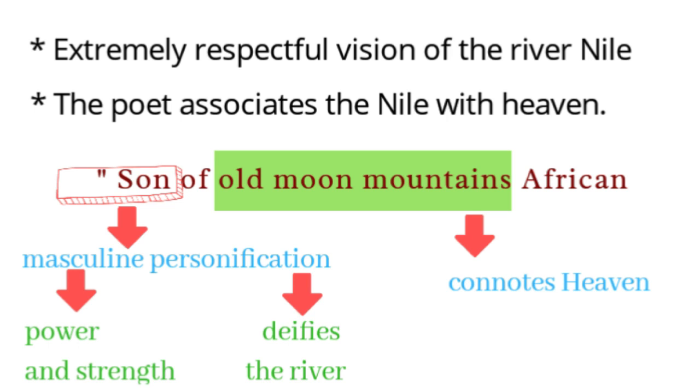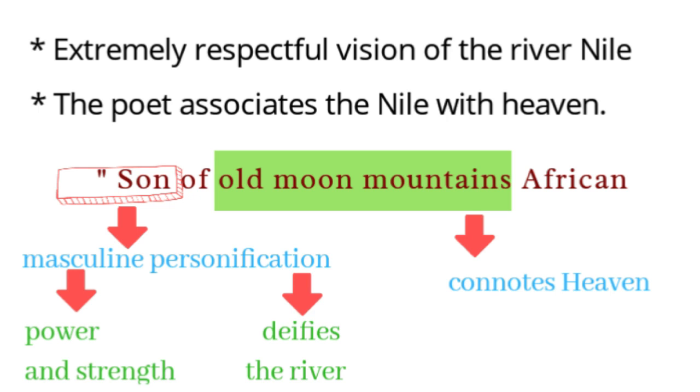First, I am going to discuss the mythical, respectful or venerated perspective of the River Nile. In the octave, the poet presents an extremely respectful vision of the River Nile. He starts the poem by saying that the River Nile is the son of old moon mountains African. The masculine personification of son emphasizes the power and strength of the River Nile, and the old moon mountains have some connotations with the heaven.